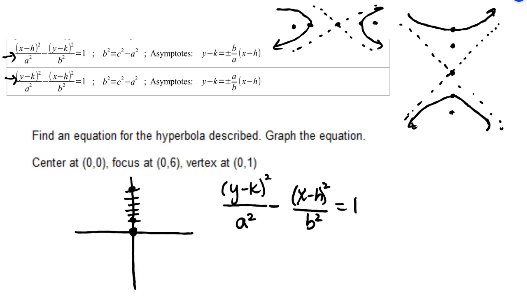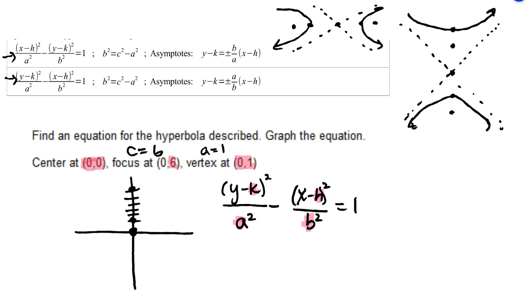So in order to find the equation of the hyperbola, I need to know the center, which is h, k, and these values of a and b. I can see that the center was given to be 0, 0, so I know the values of h and k. My focus is at 0, 6, so from the center of 0, 0 to the focus at 0, 6, that's a distance of 6. So the value of c is 6. And then from the center to the vertex, that's a distance of 1, and that means my a is 1.